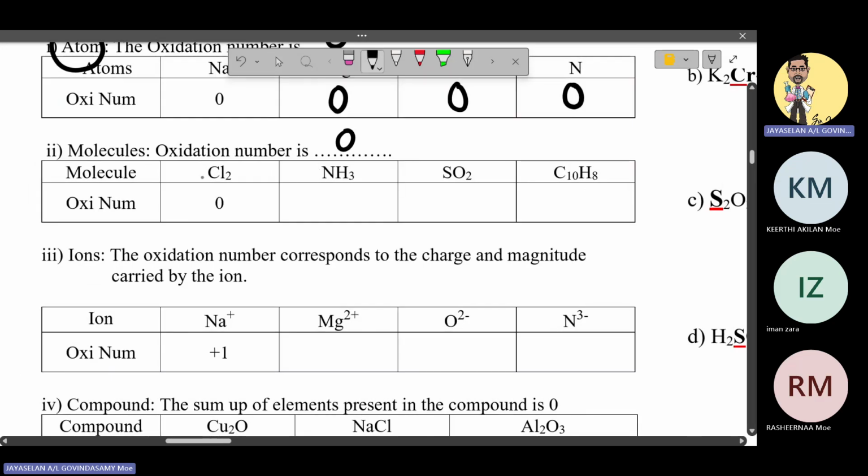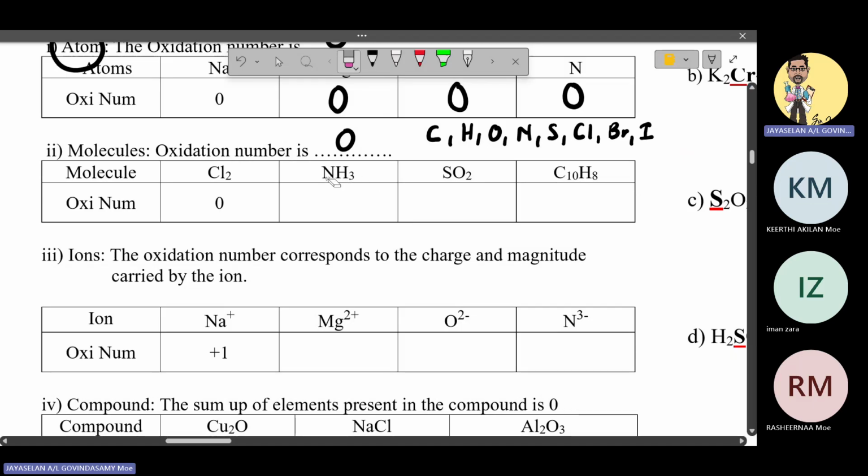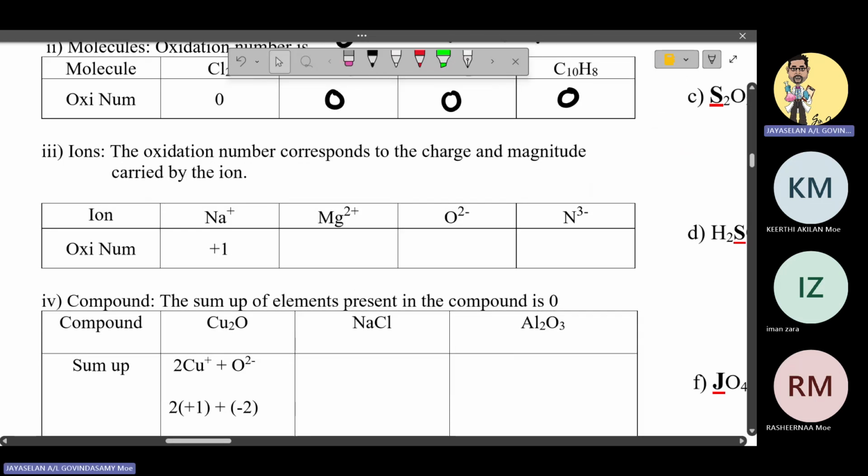Okay, molecule means what? In front Cl2, Br2, all molecules. Non-metal in front, non-metal behind. What are the non-metals? Carbon, hydrogen, oxygen, nitrogen, sulfur, chlorine, bromine, iodine. These are the famous non-metals. Must remember, if non-metal in front and non-metal behind, all molecule, oxidation number 0, 0, 0. Okay, any question?